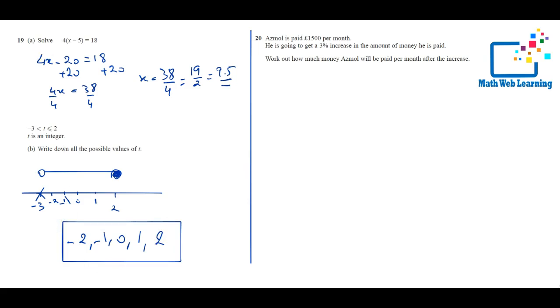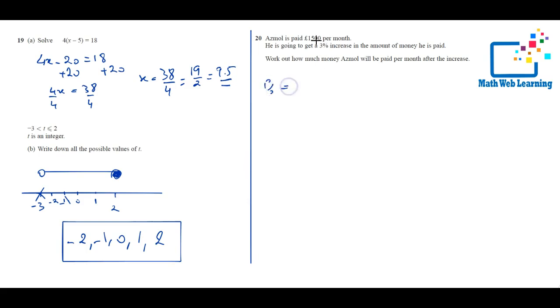Okay, question 20. So Arnold is getting paid 1,500 per month, and he's getting a pay increase of 3%. Now this is a non-calculator, so you need to work out 1%.